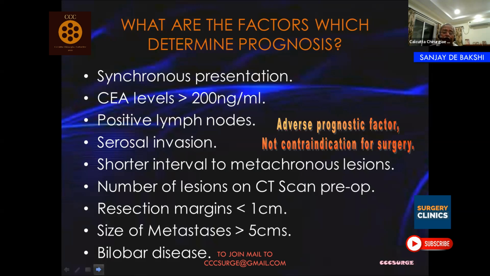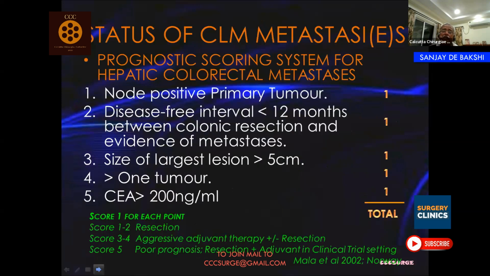So Mala in Norway actually did a prognostic scoring system for hepatic colorectal metastases. Node positive primary tumor scored 1. Disease-free interval less than 12 months between colonic resection and evidence of metastases scored 1. Large size of the lesion, more than 5 centimeters, scored 1. More than 1 tumor scored 1, and CA more than 200 scored 1. And so you score 1 for each.